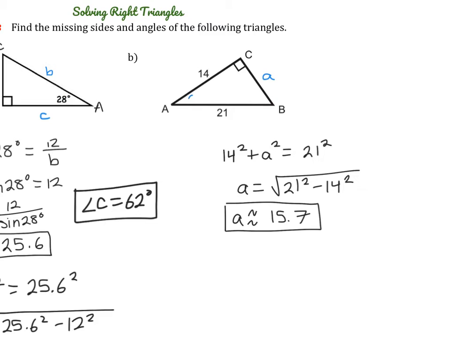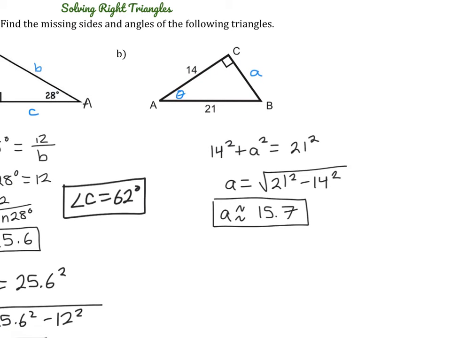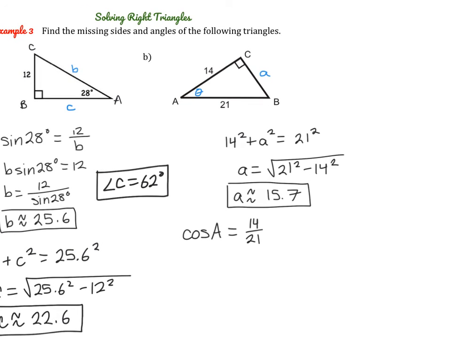If we're working with angle A right here, the two pieces of information I have are the adjacent side and the hypotenuse. So which trig function uses the adjacent side and the hypotenuse? We would use cosine. So we would say cosine of angle A equals 14 over 21. Now hopefully you remember, anytime we're trying to solve for the angle, we're going to use that inverse function. We're going to use arc cosine. So we can say angle A equals the arc cosine of 14 over 21.